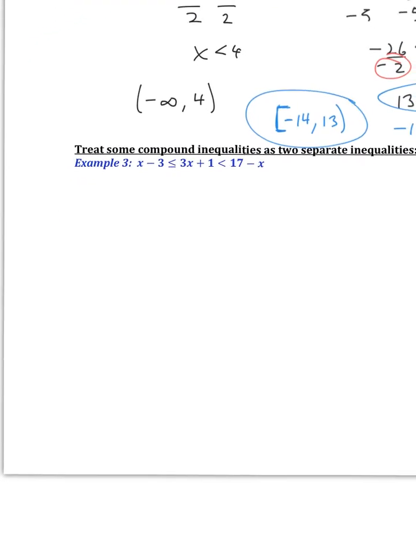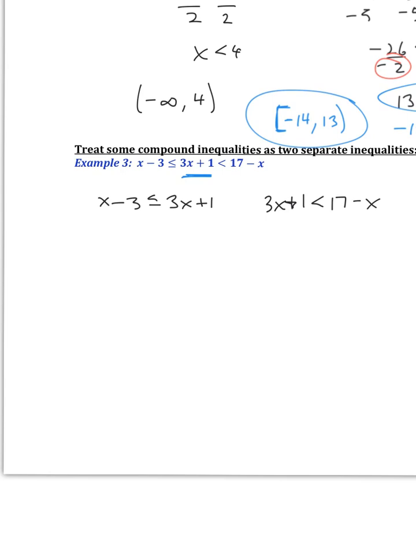All right, a different way to do a compound is to basically treat it as 2 separate inequalities. And the way that we're going to do that is we're going to use the middle part twice. So we're going to write it once as x minus 3 is less than or equal to 3x plus 1. And then we're going to write 3x plus 1 is less than a 17 minus x. And then we're just going to solve them both separately.